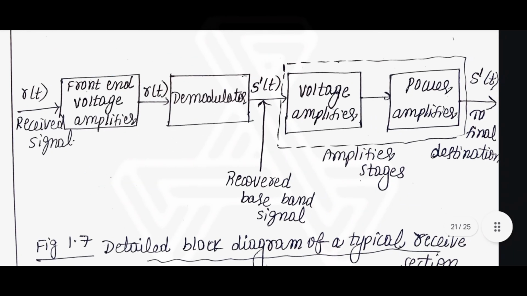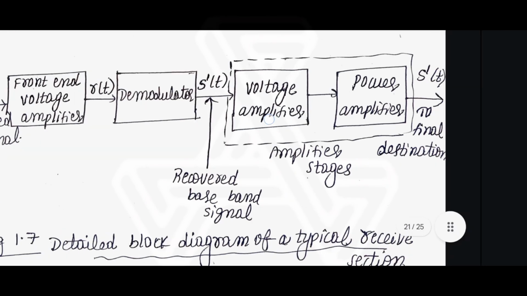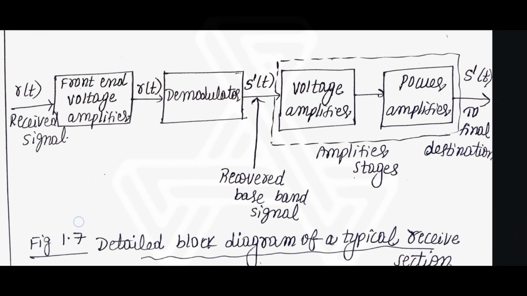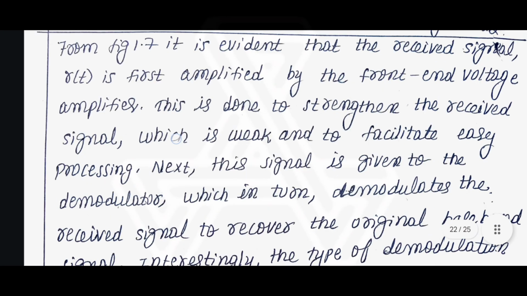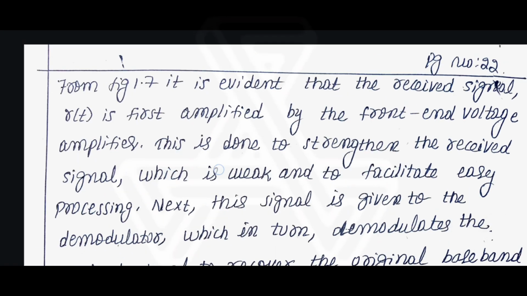Received signal r(t), front-end voltage amplifier, demodulator, recovered baseband signal s'(t), voltage amplifier, power amplifier, amplifier stage, s'(t) to final destination. Detailed block diagram of a typical receiver section. From figure 1.7, it is evident that the received signal r(t) is first amplified by the front-end voltage amplifier. This is done to strengthen the received signal, which is weak, and to facilitate easy processing.